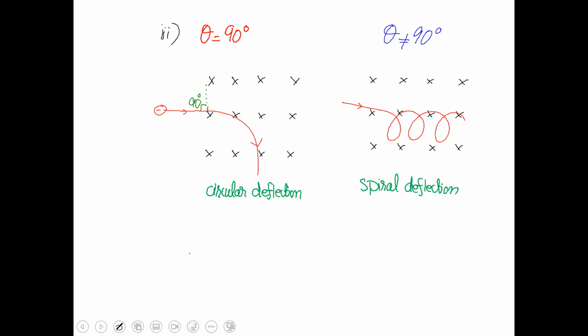Now look at part 3 of case number 2. When theta is 90, the deflection is circular. But if theta is not 90, the deflection will be spiral. It will be like a solenoid forming in vacuum. So this is a special case when theta is neither 0 nor 90, it is like 30, 40, 60. The deflection will be spiral. You have to copy this.